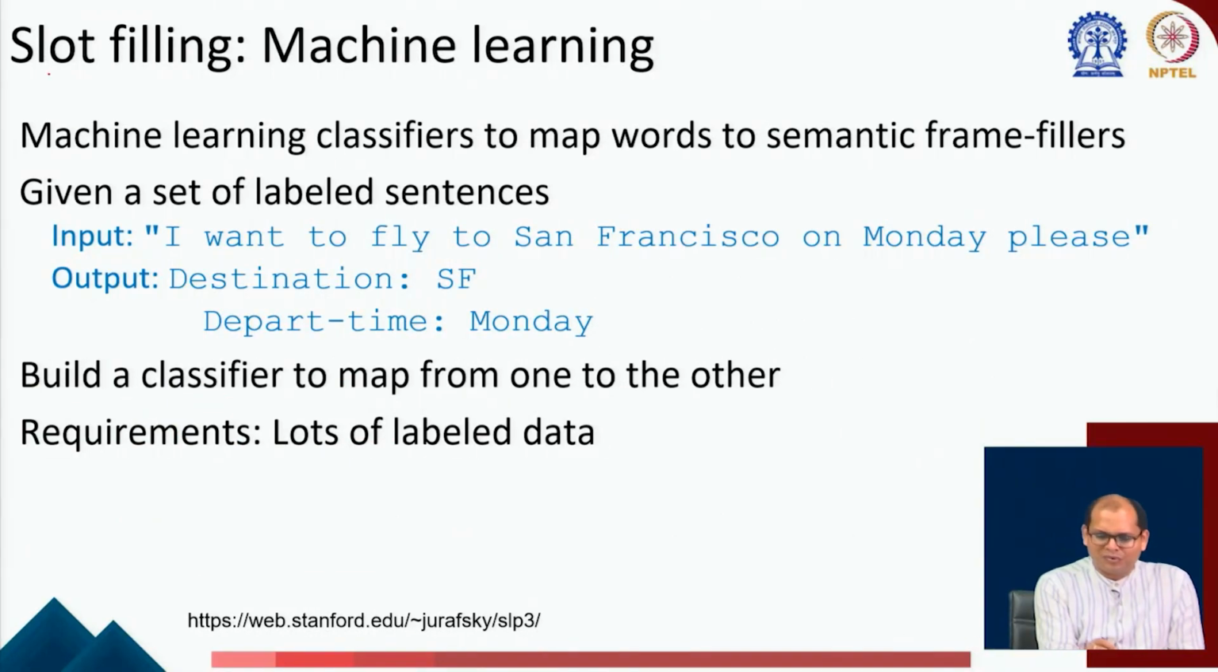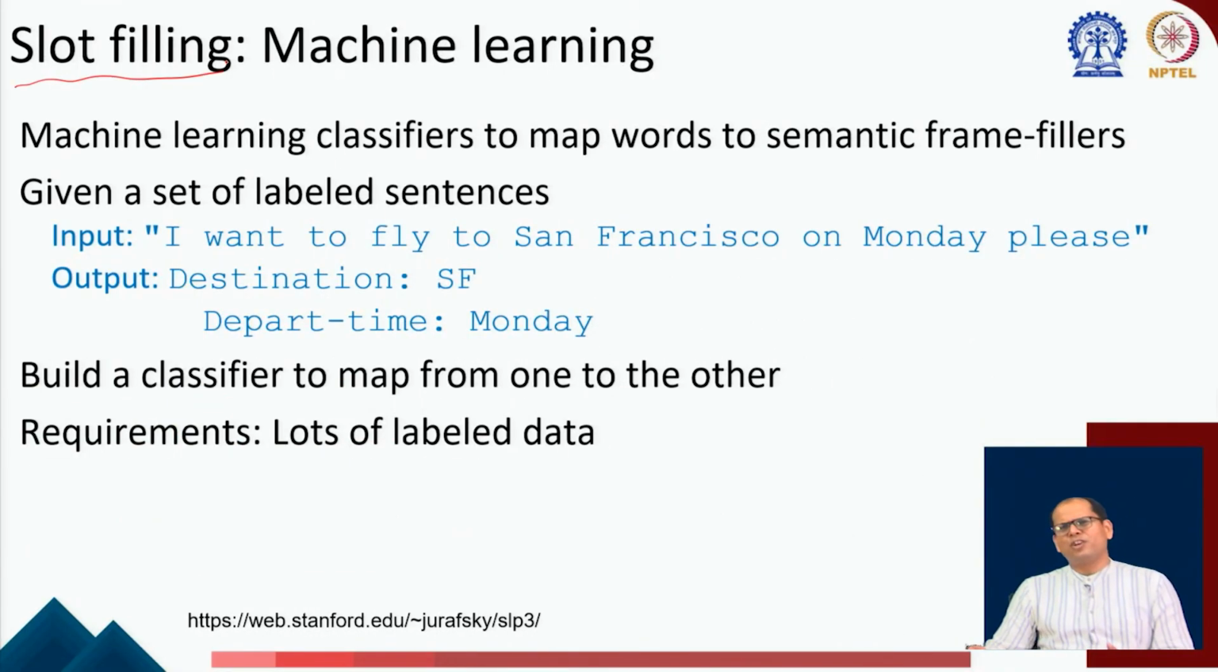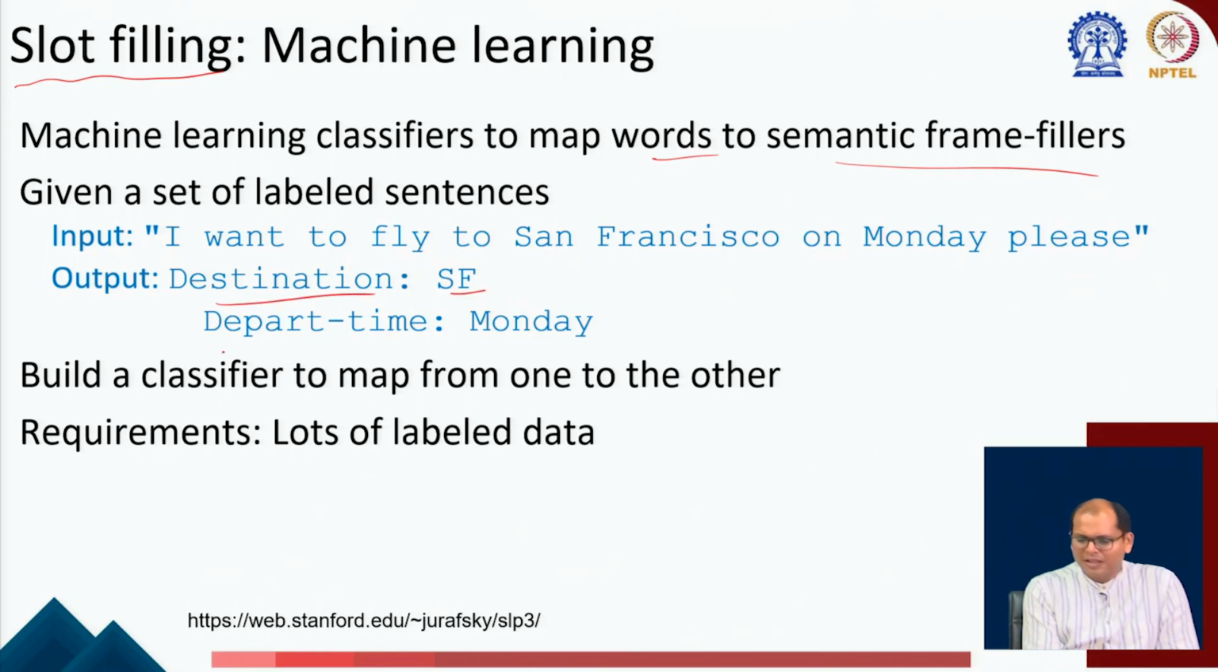So for example, how would you do slot filling? We can do machine learning. We have talked about sequence labeling methods, and maybe that can be used for slot filling. So we will use ML classifiers to map words to semantic frame fillers. Like this is my input, I want to fly to San Francisco on Monday, please. My output is destination is SF, depart time is Monday. So I want to build a classifier to map input to output.